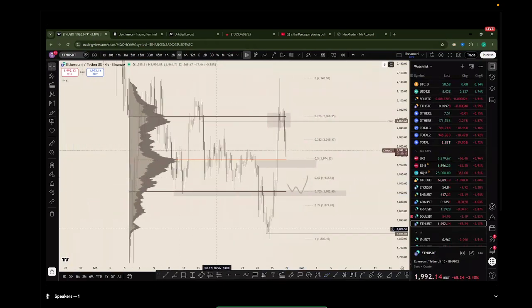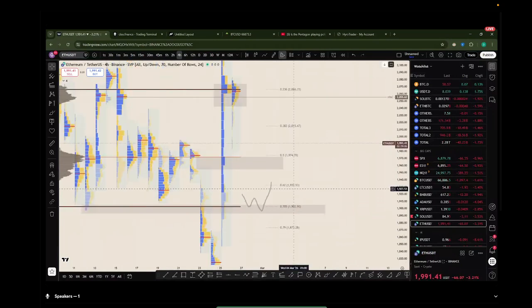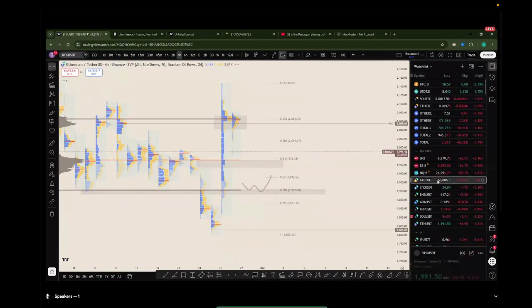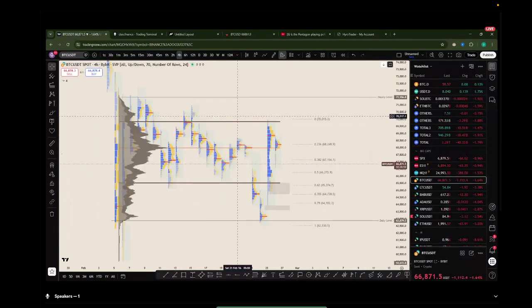Okay. Let me just look at the naked point of control on the Ethereum. Yeah, no naked point of control. Let me look at it for the Bitcoin as well. Give me a second, guys. Yeah, nothing interesting.